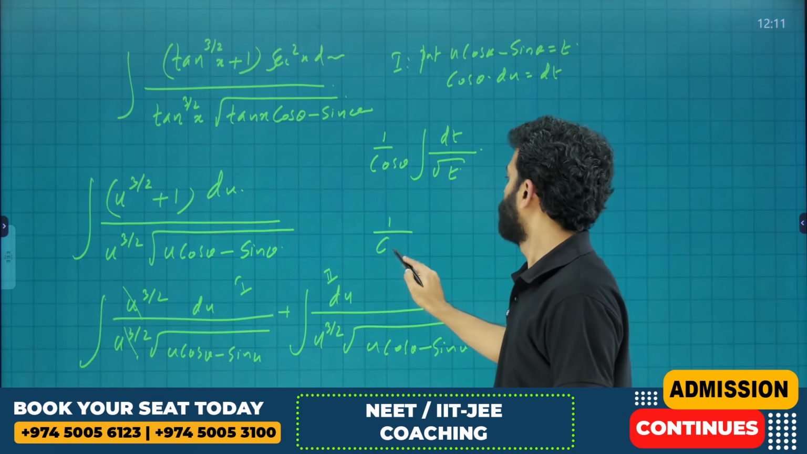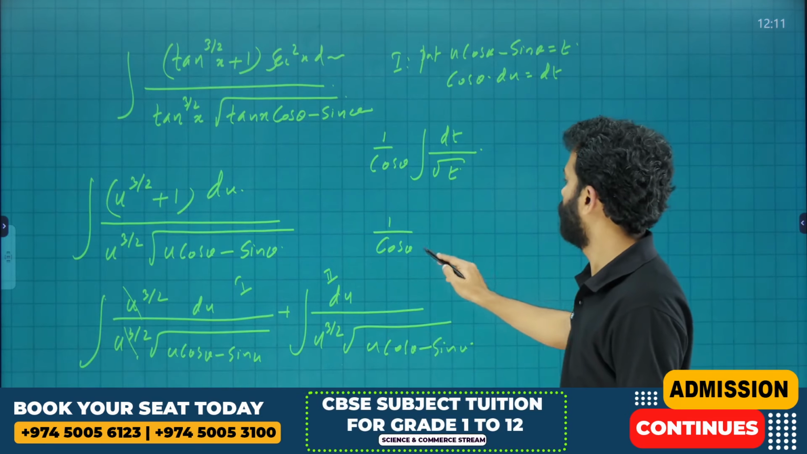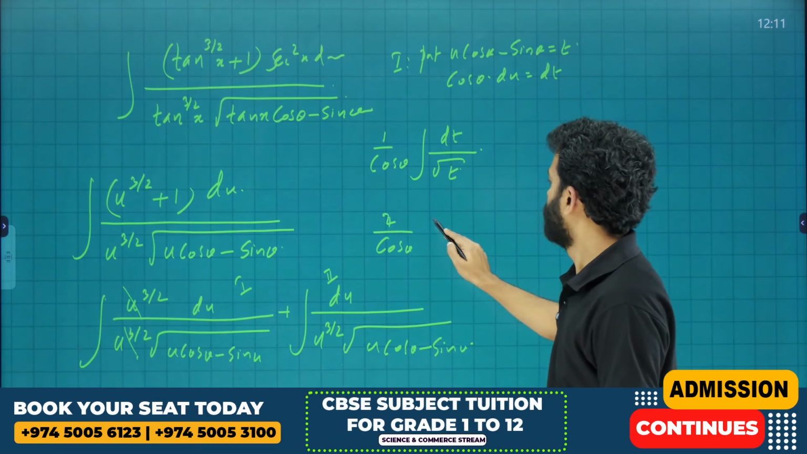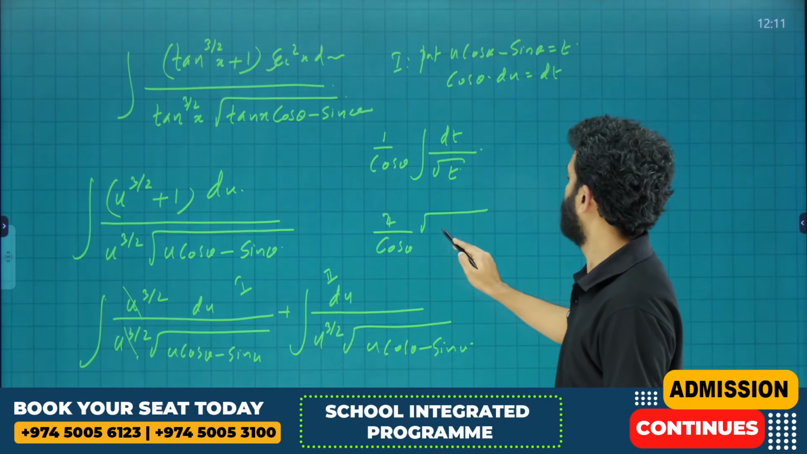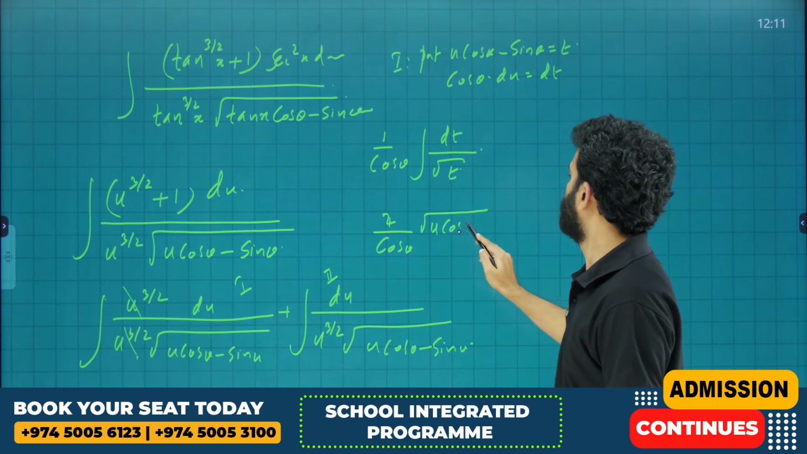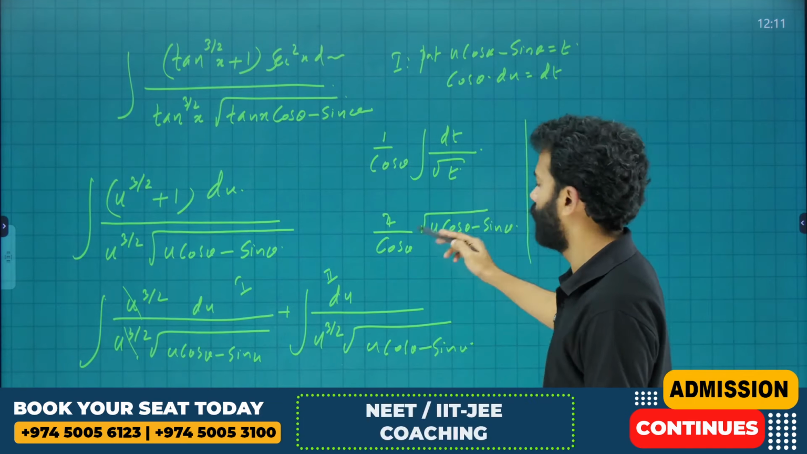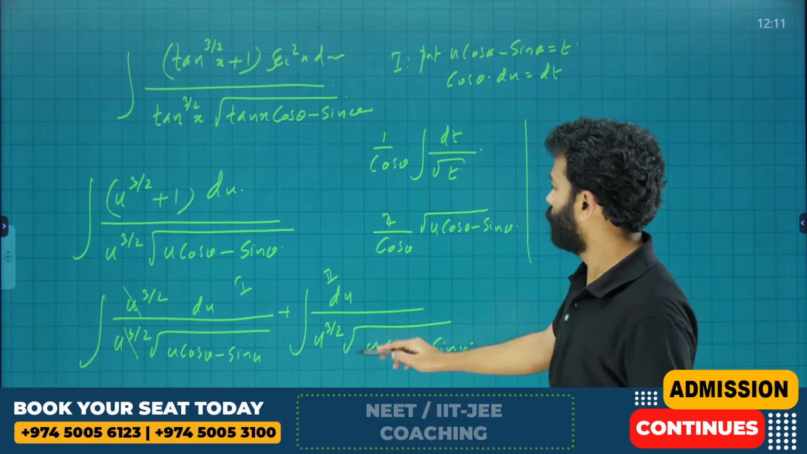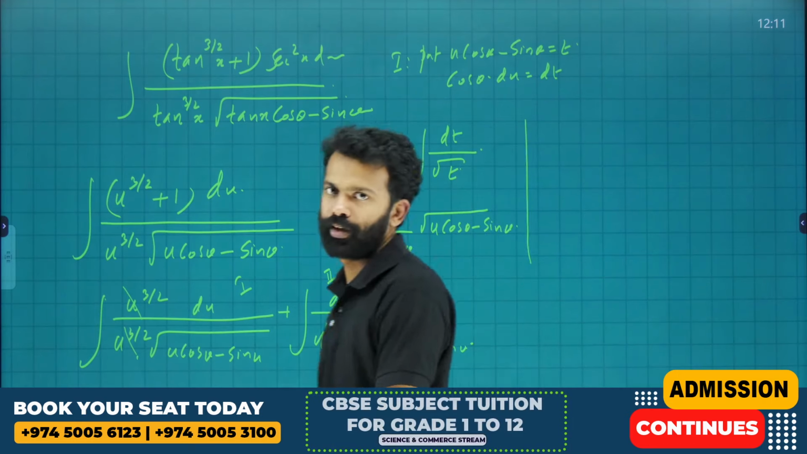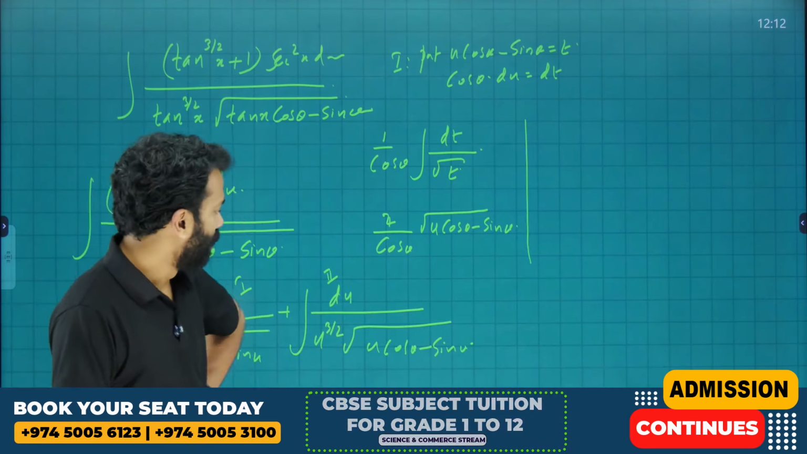Therefore, it will be 1 by cos theta into t raised to 1 by 2 divided by 1 by 2. Therefore, 2 here, that is into root t will be there. And what is the value of t? u cos theta minus sin theta will be there. Okay, and part 1 is done. The value of u, we can substitute later. u is tan x. And how are you going to do the second part? How will you formulate that? You need to move to the next slide.